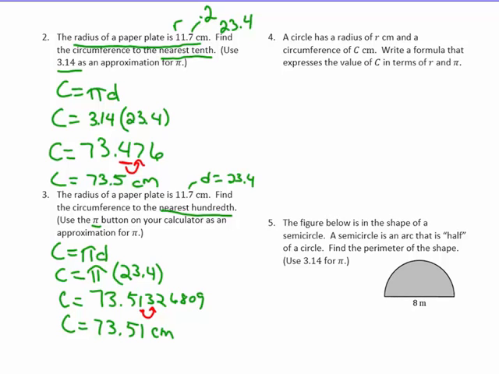All right, number 4, a circle has a radius of r centimeters and a circumference of c. Write a formula that expresses the value of c in terms of r and pi. We're going to skip that one. All right, number 5, the figure below is in the shape of a semicircle. Find the perimeter of the shape.